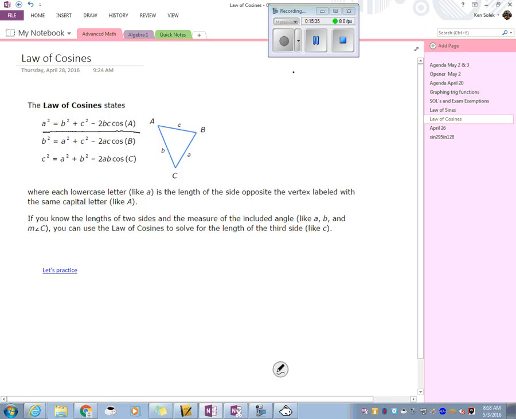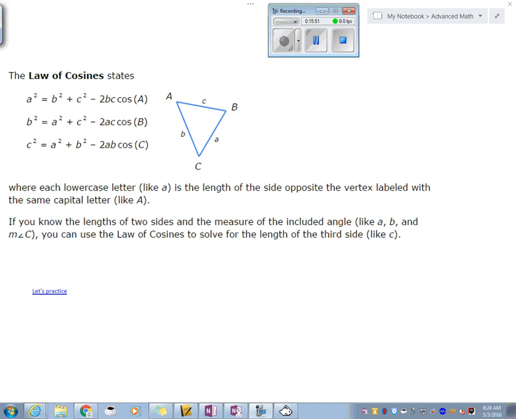Okay? Now, I'm not going to ask you to memorize this. You see it's on the board. It will be on the board for testing too. I will not ask you to memorize the law of cosines. The law of sines is easy. The law of cosines, know which one is A, which one is B, and which one is C.